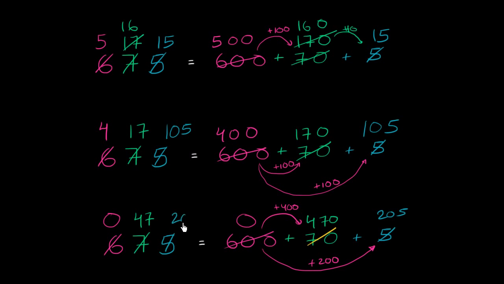Once again, all I've done is regroup the value in the number 675. Any of these still represent 675. You can add these numbers on the right. They all add up to 675.